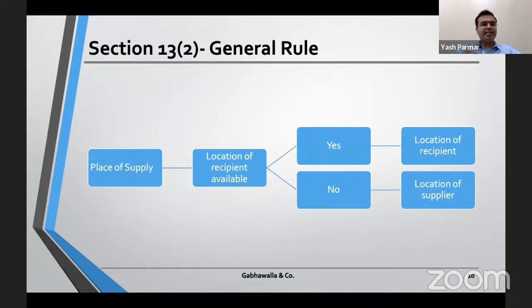And it says that in such cases, the place of supply of service shall be, if the location of recipient is available, then the place of supply shall be the location of the recipient. And if the location of recipient is not known, then the place of supply shall be the location of the supplier of service. This is quite simple. If the location of recipient is known, then the place of supply will be location of recipient. And if location of recipient is not known, then the place of supply shall be the location of supplier of service.